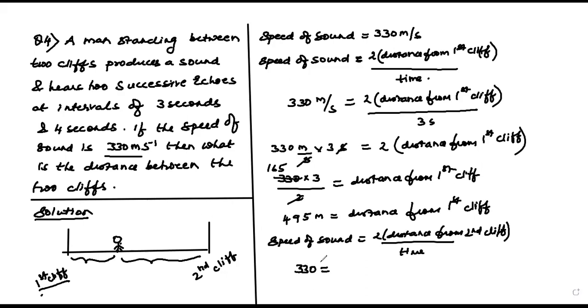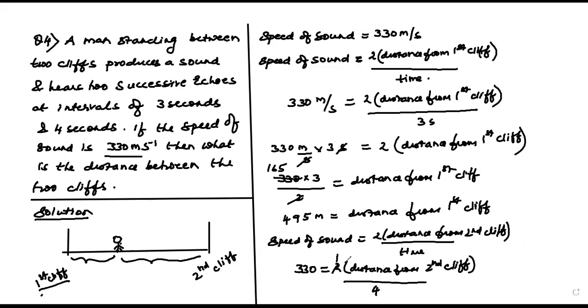Forget about the units. I'm not putting the units right now because I want to write it in short. 2 into distance from the second cliff, upon time, is how much time it takes, children. It has taken 4 seconds. So cross multiply, children.